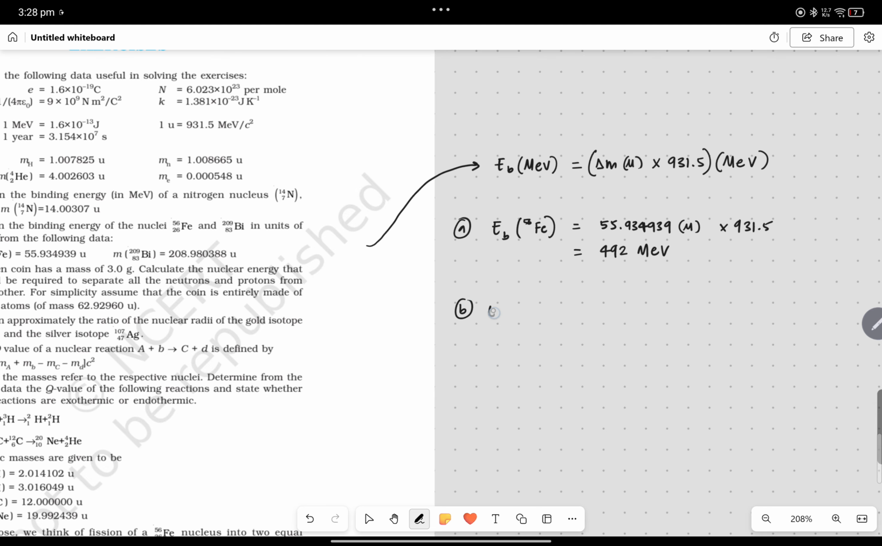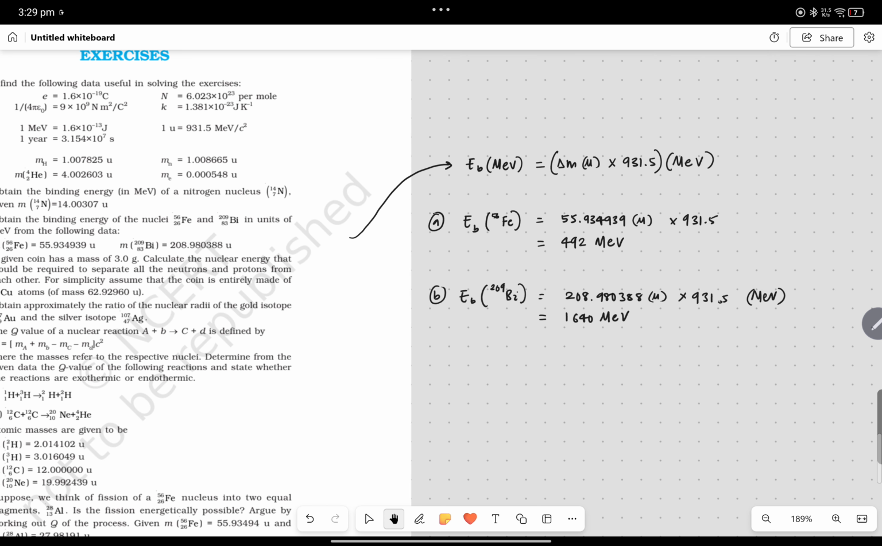And in B you have to do, that is for bismuth 209. So here the mass defect is 208.980388 in atomic mass unit. You have to multiply it with 931.5, and the answer you will get in mega electron volt, right? So the answer you are going to get here is 1640 mega electron volt, right?